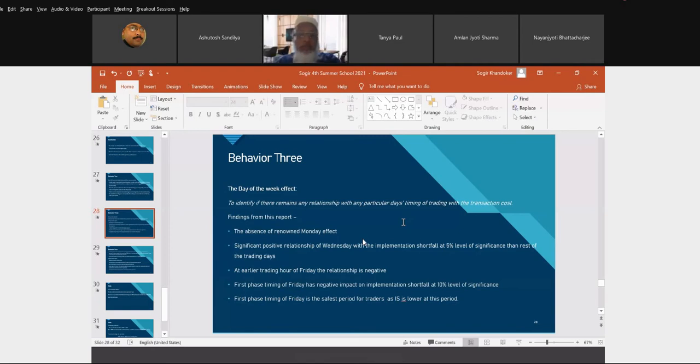Okay, in this third behavior pattern I mentioned earlier, we want to find out the day. That is, whether Monday is more profitable, that is, has less implementation shortfall, or the other days, that is Tuesday, Wednesday, Thursday, or Friday.